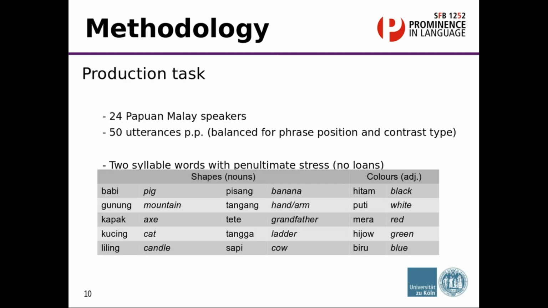So we carried out this task with 24 native Papuan Malay speakers, and we made use of common colors and objects to obtain fluent productions. The total number of utterances in this task was 50, fully balanced for phrase position and contrast type. And as you can see in the table here, all words referred to shapes and colors and had two syllables with stress on the penultimate syllable.